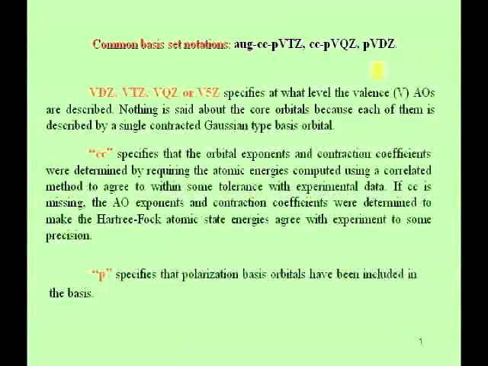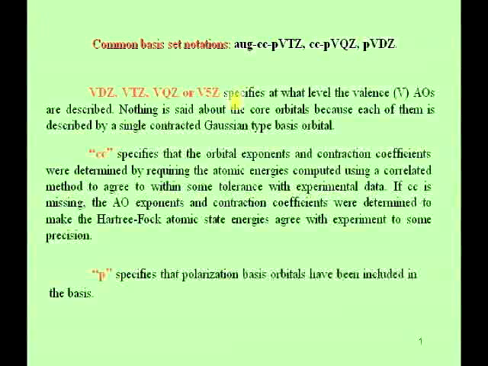Well, first of all, the part that's the valence triple zeta, VTZ up there, VDZ or VQZ, what that means is that you're treating the valence orbitals. So if you're a carbon atom, you would be treating the 2s and 2p regions of space at the double, triple, quadruple, or if you wrote V5Z, valence 5 zeta level. So you would have that level of treatment of the valence orbitals.